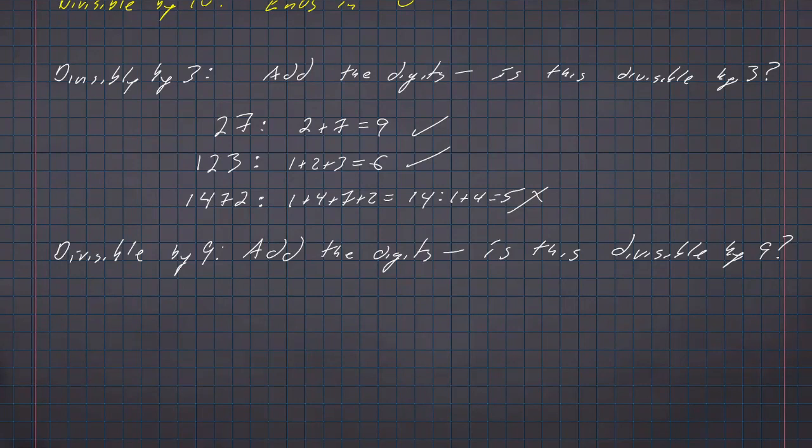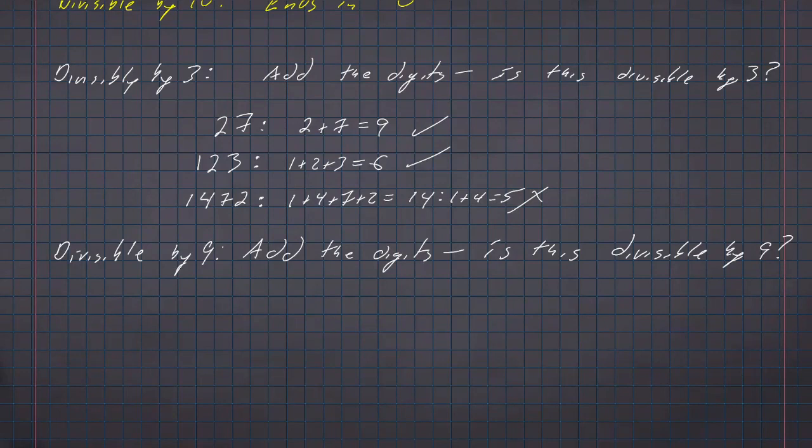There are a couple of other rules that show up in some corner case applications. My favorite is if you multiply a couple of these together. Right? 2 times 3 is 6. A number is divisible by 6 if it's divisible by both 2 and by 3. 3 times 5 is 15. A number is divisible by 15 if it's divisible by both 3 and 5.